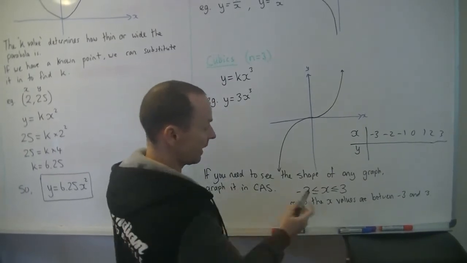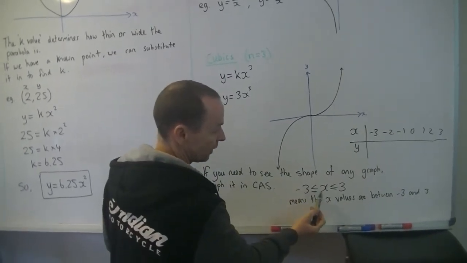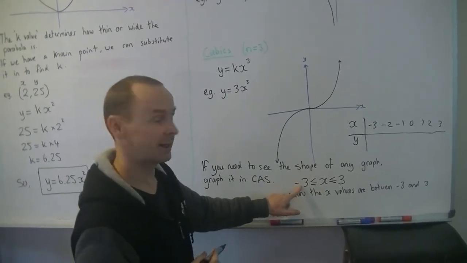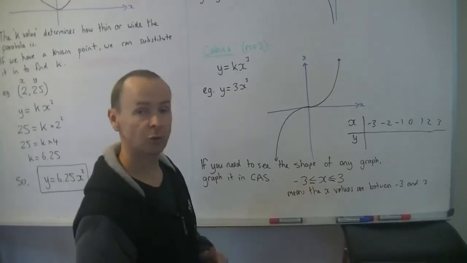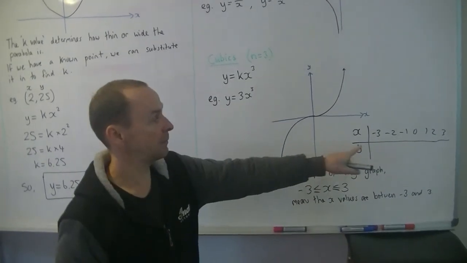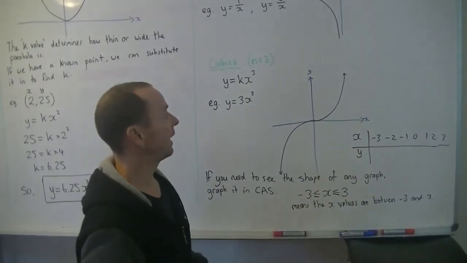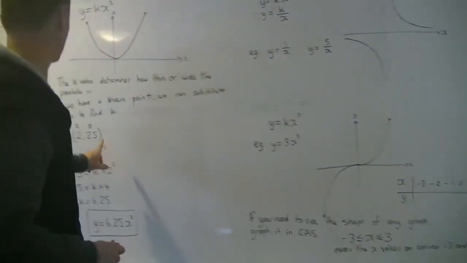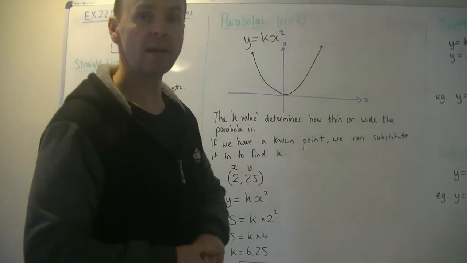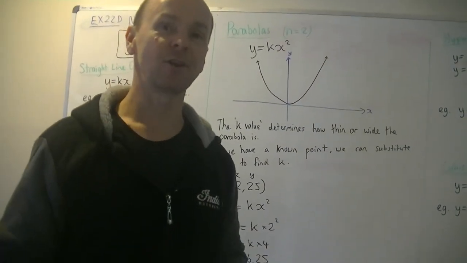So this means less than or equal to as well, so x goes from -3, including -3, all the way up to 3, including 3. So all you have to do in this exercise is do a couple of tables of values like that, fill in the values, and also there's a couple of examples where you have to substitute a known point in and find the equation. So have a go at that, guys, and I'll see you soon.